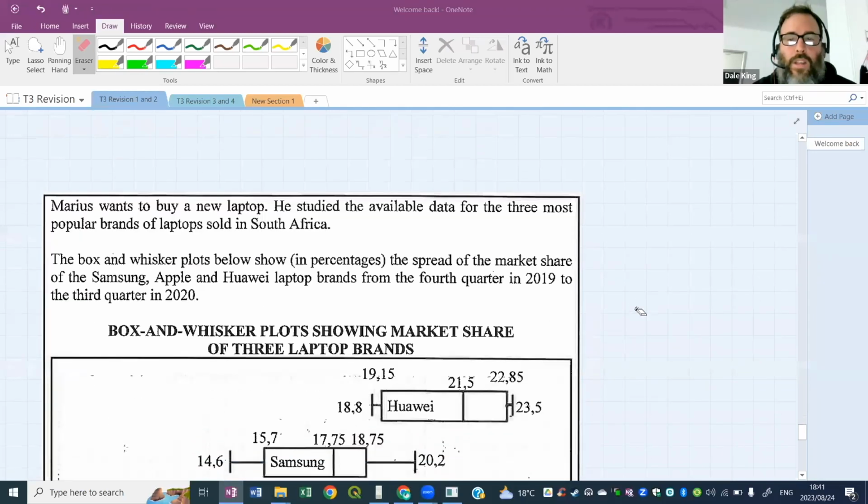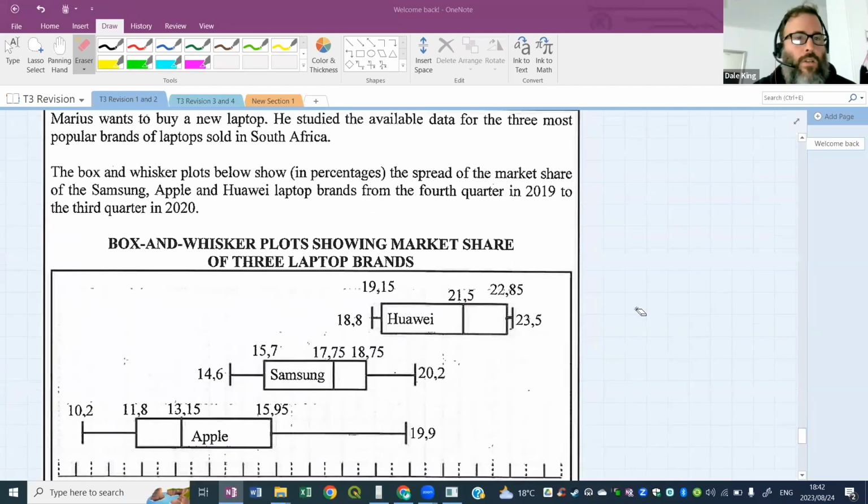So yes, store B, and the reasons you guys gave were very good reasons. Let's have a look at this last question. Marius wants to buy a new laptop. He's a very fastidious person who likes to study things. So he studied the available data for the 3 most popular brands of laptops sold in South Africa. The box and whisker plots below show in percentages the spread of the market share for Samsung, Apple, and Huawei, for the fourth quarter 2019 to the third quarter 2020. So that's a year's worth of sales. And this is the spread in market share for each of these brands.